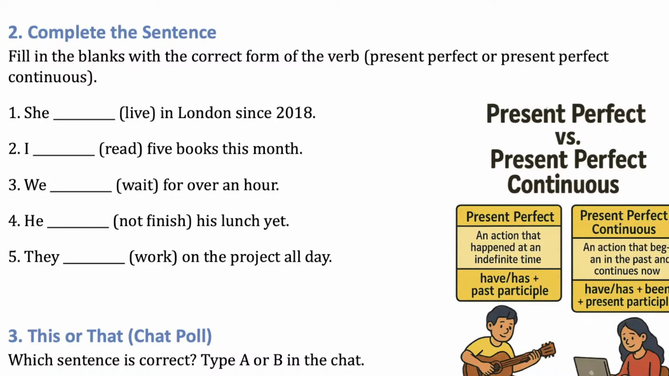Here we go. Number 2. Fill in the blanks with the correct form of the verb. Present perfect or present perfect continuous. So number 1, she in London since 2018. I, 5 books this month. We, for over an hour. He, his lunch yet. They, on the project all day. And then the verbs: 1 is live, 2 is read, 3 is wait, 4 is not finish, 5 is work.